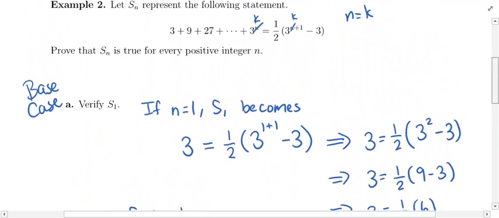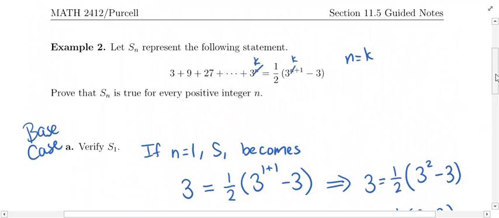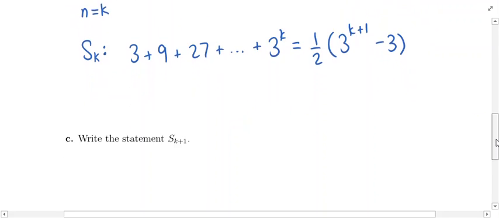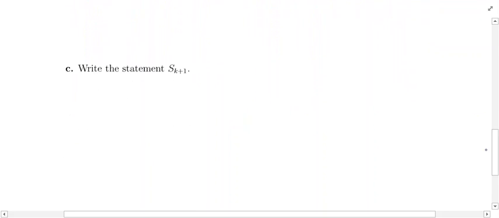Okay, on the right side, if we replace n with k, we will have 1/2 times 3 to the k plus 1 minus 3. So I'm just going to write that down, 1/2 times 3 to the k plus 1 minus 3. That's it. Okay, this is the statement Sk. This is the statement for when n equals k. That's all we're doing in part B. All right, in part C, now we're going to write the statement for when n equals k plus 1. We call that statement S of k plus 1.